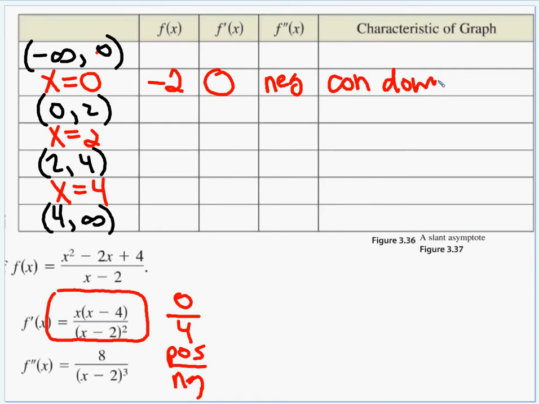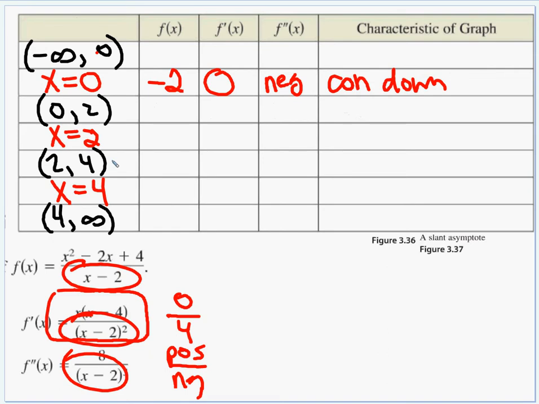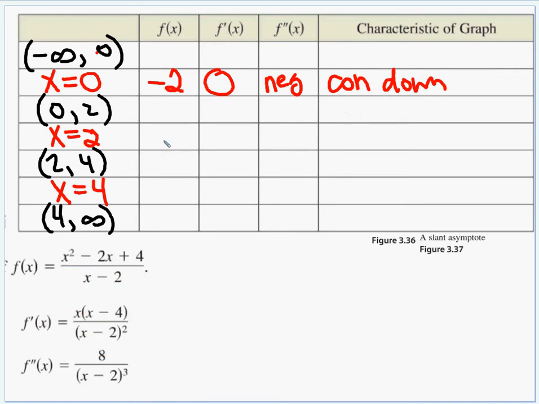Concave down. Let's go to x equals 2. Notice in the original and the first derivative and the second derivative that 2 zeroes out all those denominators. And we know that is undefined, undefined, undefined. Oops, I'm writing that in the wrong spot. Undefined at all of the 2's because we have a vertical asymptote.